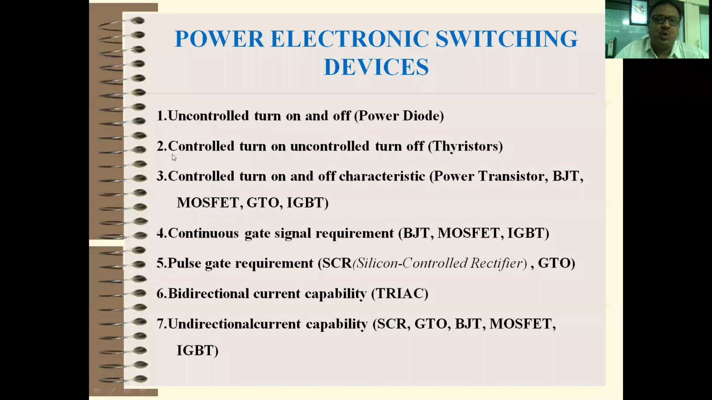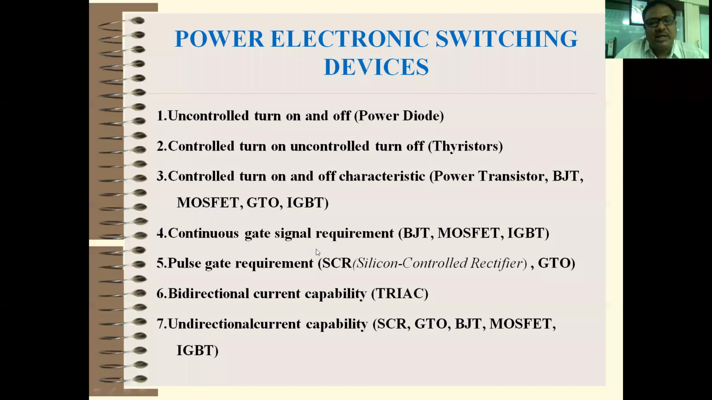Thyristor, you can control only on characteristics. Once it turns on, it remains on till the voltage or anode current becomes zero. So you cannot control this device once it turns on. That's why it is called a latching device. And in these devices you can control the on characteristics as well as off characteristics.